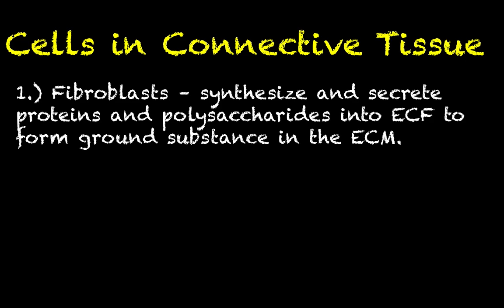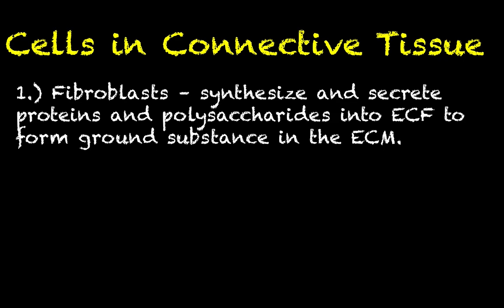If we first start by focusing on the cells that we find in connective tissue, the first one we want to focus on are called fibroblasts. Fibroblasts synthesize and secrete a lot of the proteins and polysaccharides that you find in the extracellular matrix into the extracellular fluid, and this combination of proteins and carbohydrates and other materials makes up what is called the ground substance in the extracellular matrix.